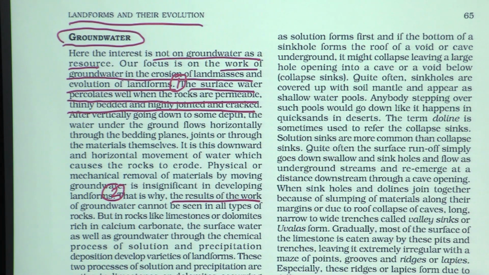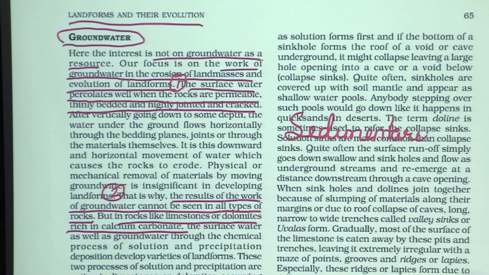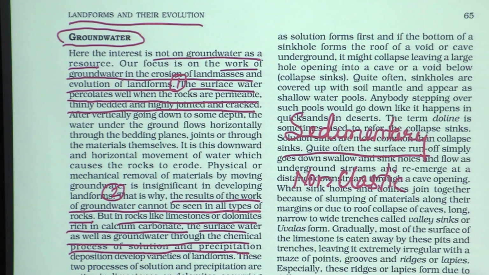the results of the work of groundwater cannot be seen in all the types of rocks, but in rocks like limestone, dolomite, rich in calcium carbonate. Remind yourself, they both are examples of sedimentary rocks. And which category of sedimentary rock? Non-clastic. We have already discussed in detail the study of rock types. The surface water as well as groundwater, through the chemical process of solution, precipitation, deposition, develops a variety of landforms. And we have to learn these landforms.